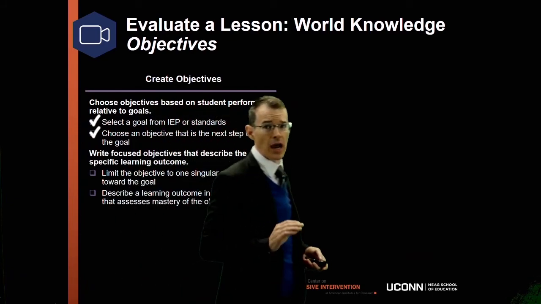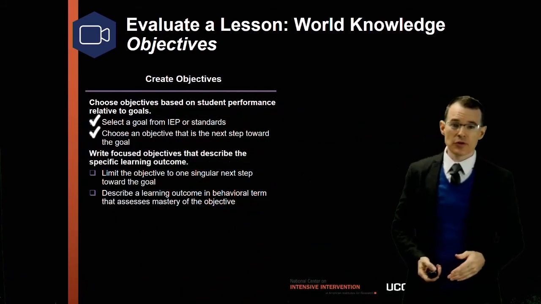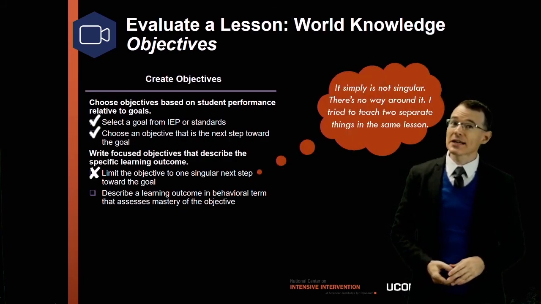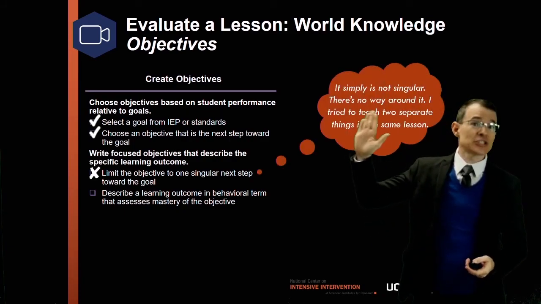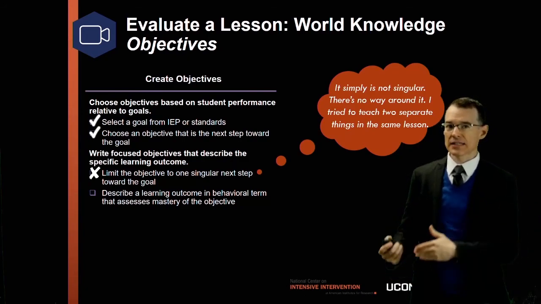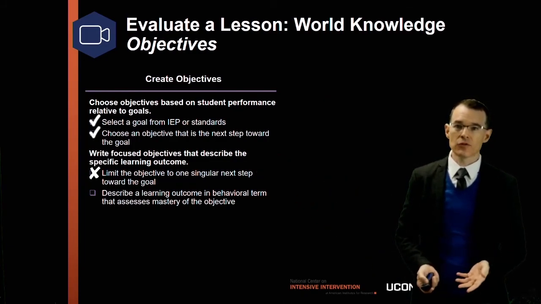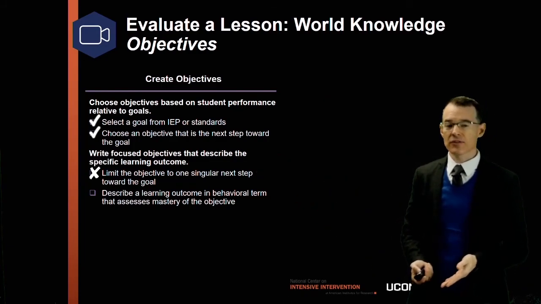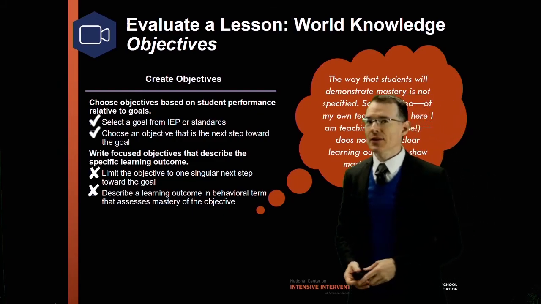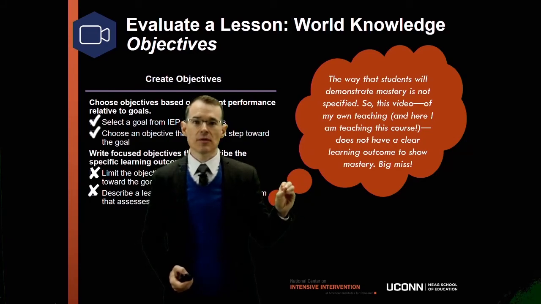Let's look at whether or not the objective is limited to one singular next step toward the goal. Well, it's pretty clear it is not singular. It just isn't. Right? I tried to teach two separate things as I put in my objective. So that does not meet that criterion. And finally, in terms of describing the learning outcome in behavioral terms that assesses mastery of the objective, I didn't do that. I didn't specify in my objective how students would demonstrate mastery.